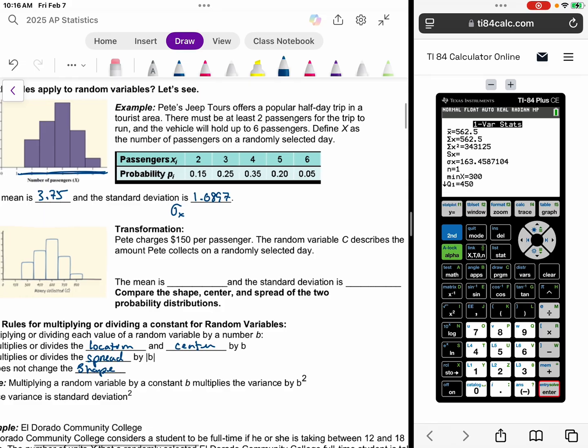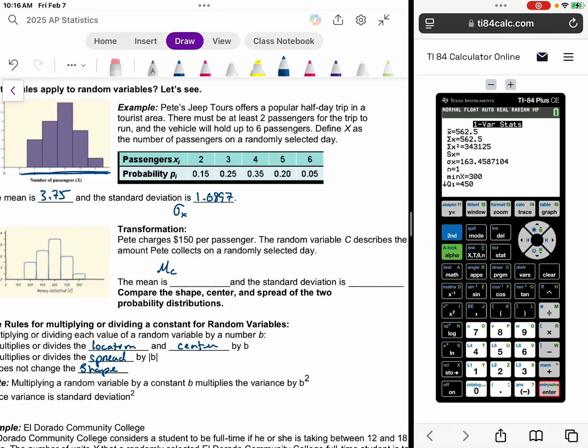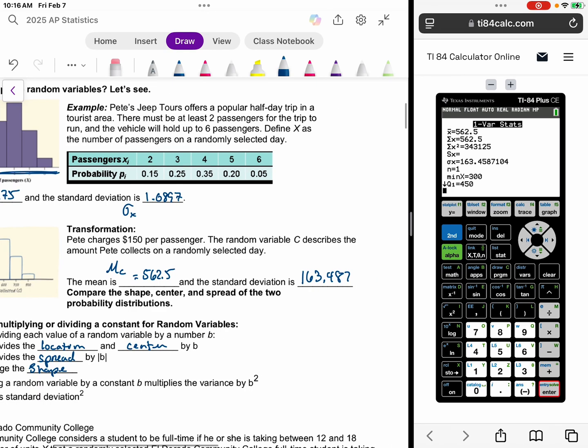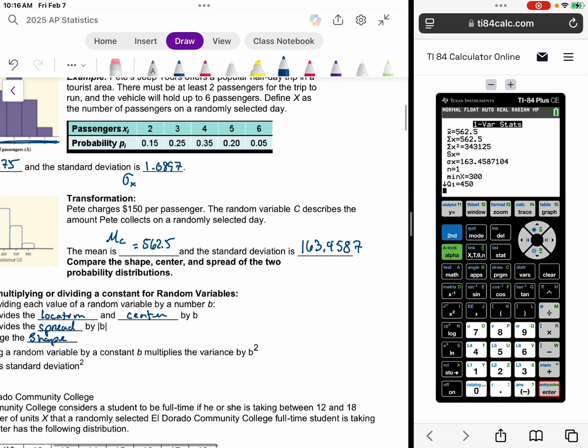And now I see that my mean, so mu sub c, because we're doing collections, is 562.5. And my standard deviation is 163.485. Sorry, I really got those mixed up, didn't I? There we go, that is what the standard deviation came out to. Remember, we multiplied everything by 150.